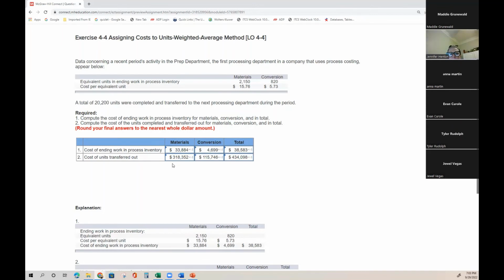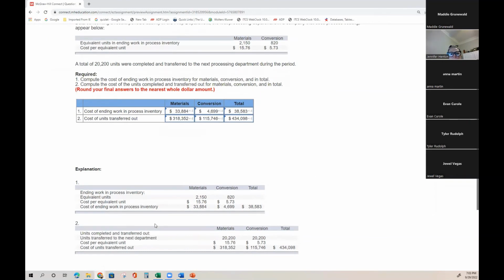The second one says compute the cost of units completed and transferred out. So now we need the 20,000 units, right? Because that was completed and transferred out. So we have our units transferred to the next department, 20,200. And then we have 1,576 per unit. And that was the cost of the units that were transferred out. We're just multiplying the 20,200 times the 1,576 to come up with our total. Then we do the same thing for conversion, fill them in, and then just add them together.